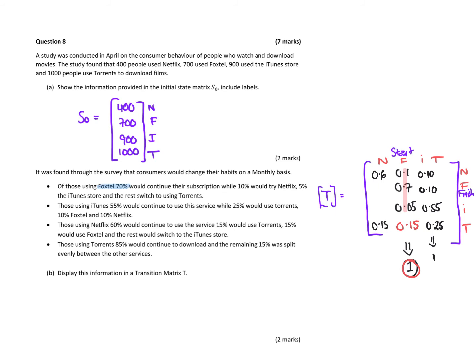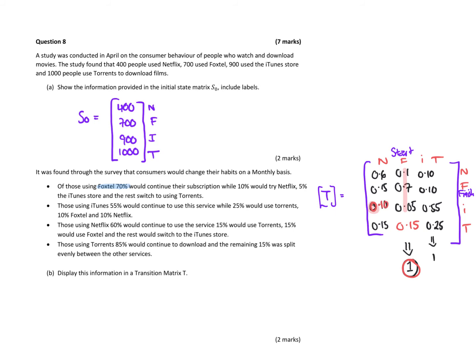15% would use Foxtel. So I'm up to 90%. And then it said the rest would use iTunes. So if I'm up to 90%, that's got to be this one, I'll do it in red. That had to be 10 because it has to add up to 1.